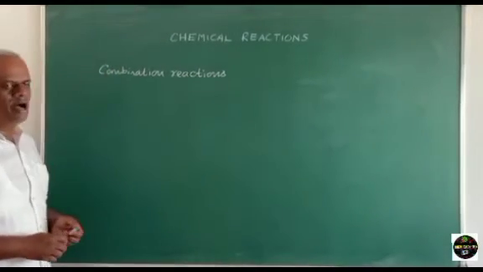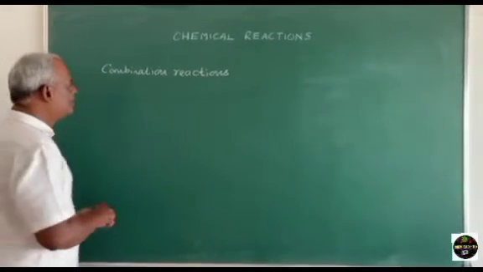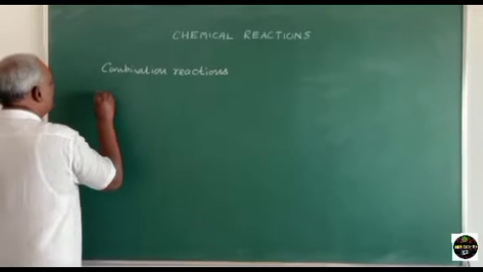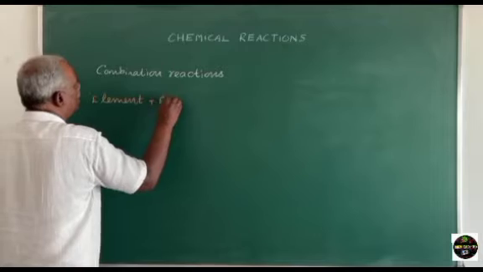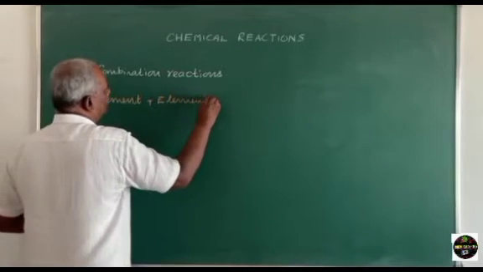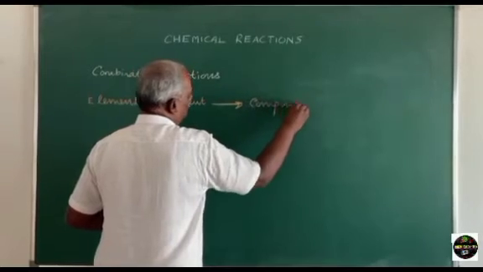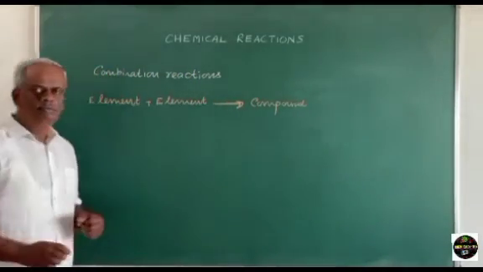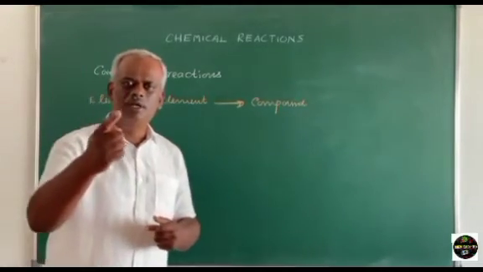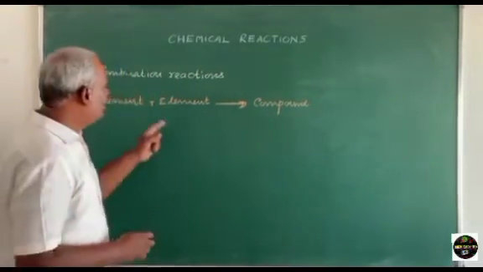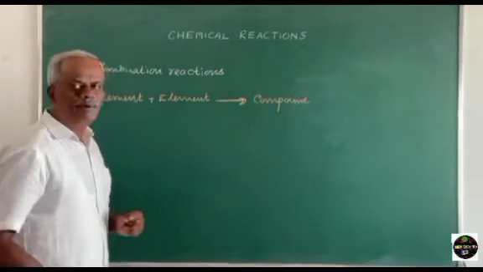What are called combination reactions? These are the types. An element can combine with another element to form a compound, which means more than one reactant can combine with each other to form a single product. This is category 1. One element is combining with another element to form a compound.